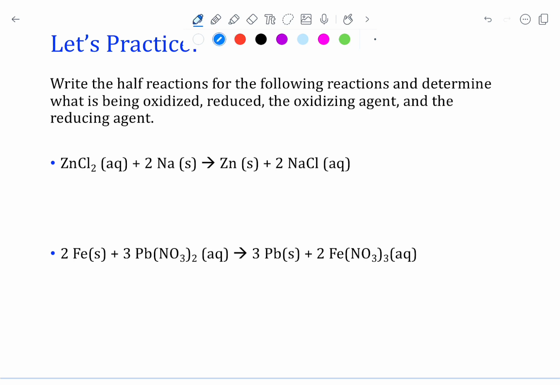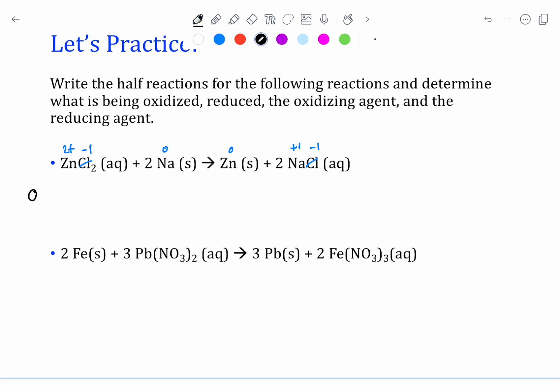If we look at our oxidation numbers, we have zinc that is 2+, and sodium that is 0, chlorine that is -1, turning into zinc that's 0, sodium that is +1, and chlorine that is -1. Chlorine did not change, therefore it's our spectator ion, so we really want to determine what's being oxidized and what's being reduced between zinc and sodium.